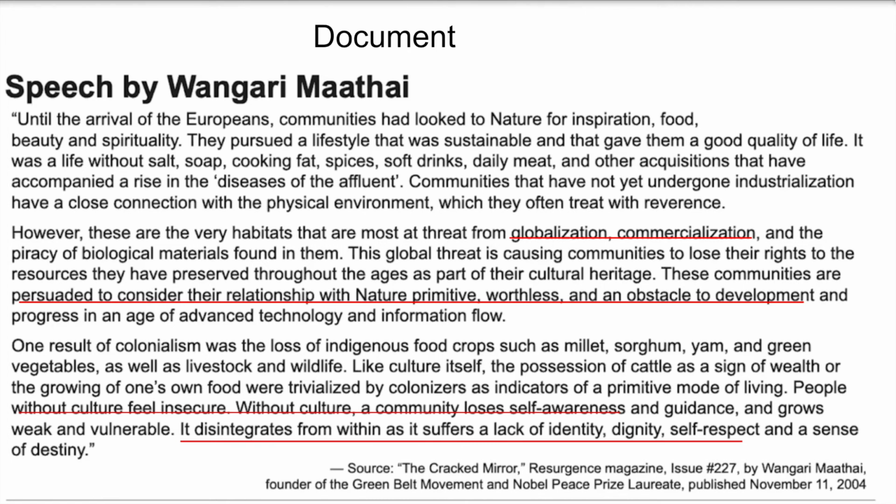Also, people without culture feel insecure. Without culture, a community loses self-awareness. The stripping of indigenous culture due to globalization, commercialization, and it disintegrates from within as it suffers a lack of identity, dignity, and self-respect. Again, the negative impacts of globalization, commercialization, and you can also make direct historical connections to colonialism and imperialism. What year is this? 2004, by the end of the period.